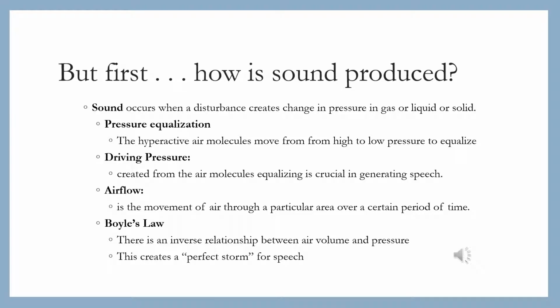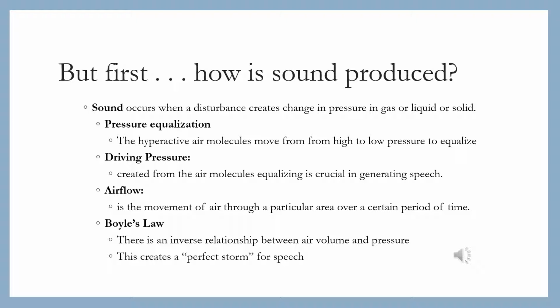So before we go into the actual production of the difference between an ah and an m, we first need to have an understanding of how sound is actually produced. So sound occurs when a disturbance creates change in pressure in a gas, liquid, or solid. There are a couple of different things when talking about sound that we need to take into consideration here. So we need to talk about pressure equalization, driving pressure, what the actual airflow is, and Boyle's law, which is super important with how we produce sound.